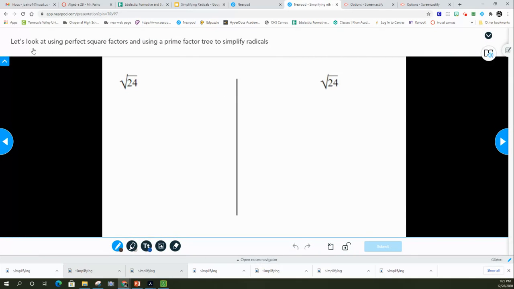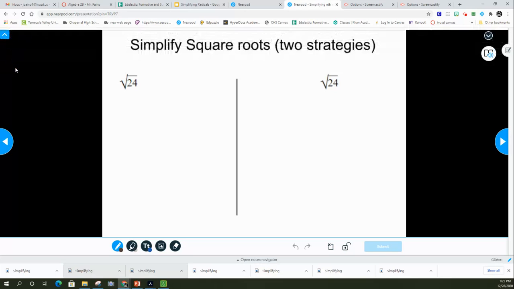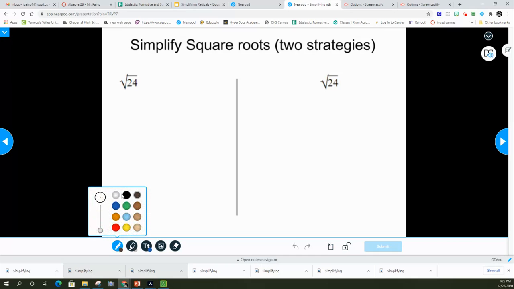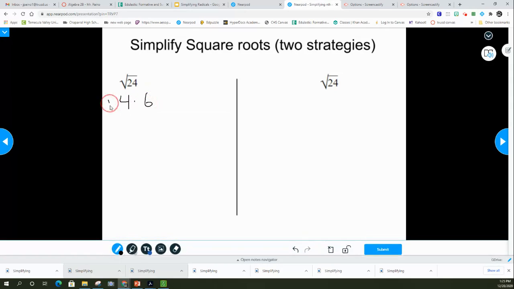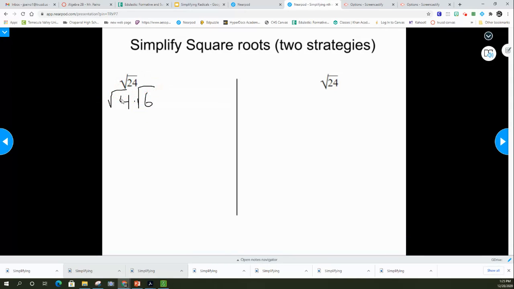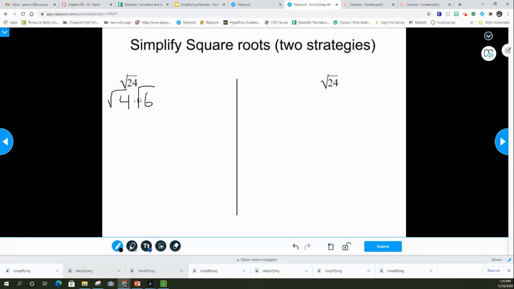Let us look, just a quick review, at two different strategies of simplifying radicals. We're going to use perfect square factors, and we're going to use the prime factor tree. If I said simplify the square root of 24, the first strategy, one I like to use, is to ask what is the largest perfect square factor that goes into 24? And you write it down. It's 4 times 6. 4 is the perfect square. If you put square roots on that, you haven't changed it, because when you're multiplying radicals, as long as it's the same index number, you can multiply them together. 4 times 6 is 24.